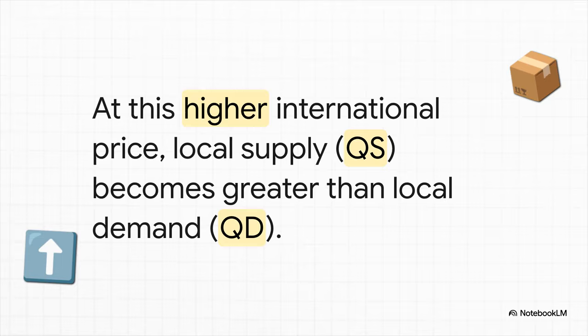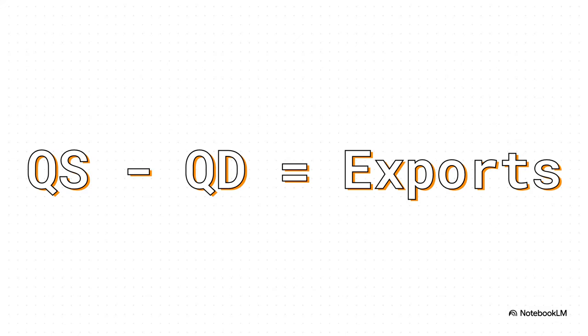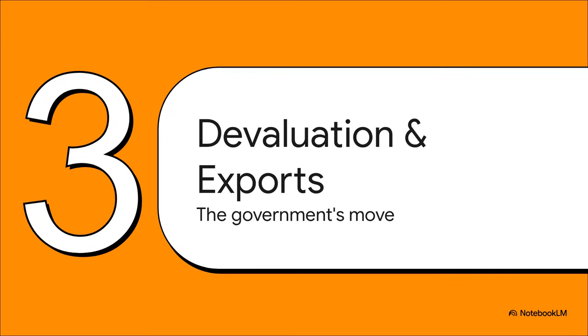But at the same time, folks at home are now facing that same higher price, so they buy less. That creates a lower quantity demanded, or QD. So now you've got this gap, right? You've got a ton of stuff being produced, but a much smaller amount being bought locally. That difference is the surplus. And what do you do with a big old surplus? You export it. That gap you see on the graph is the country's total exports. Simple as that.